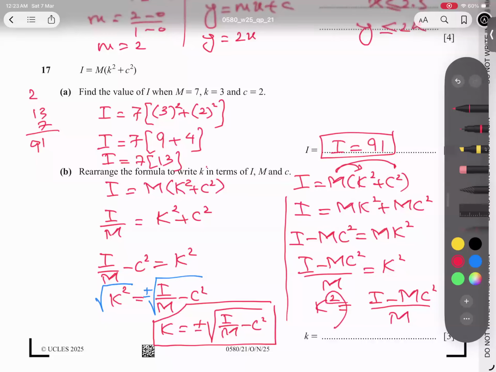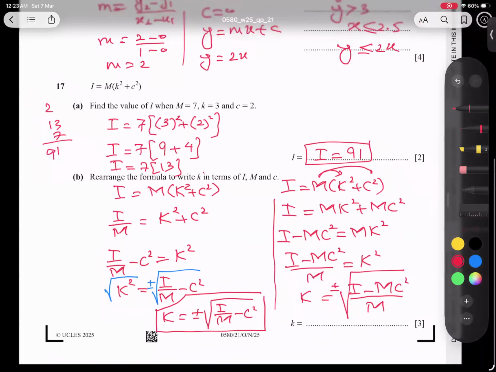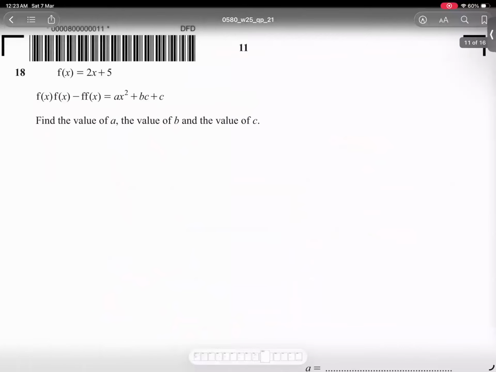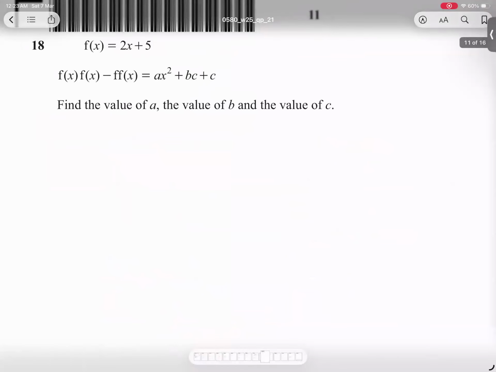And how to get rid of this power 2? I will take root. So I'm erasing it now. So I will take root. And when I take a root, I will automatically get the root here and plus and minus outside. And this is my second answer. So I hope you understood both. And let's talk about the next question, which is number 18.